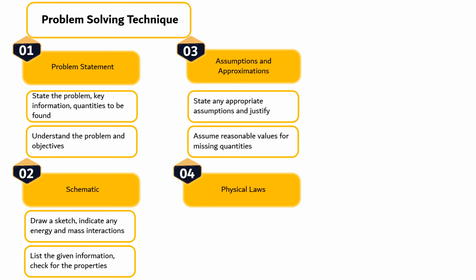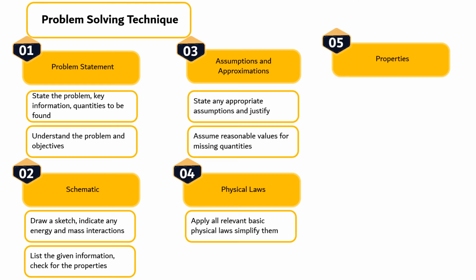Step 4. Physical laws. Apply all the relevant basic physical laws and principles, such as the conservation of mass, and reduce them to their simplest form by utilizing the assumptions made. However, the region to which a physical law is applied must be clearly identified first.